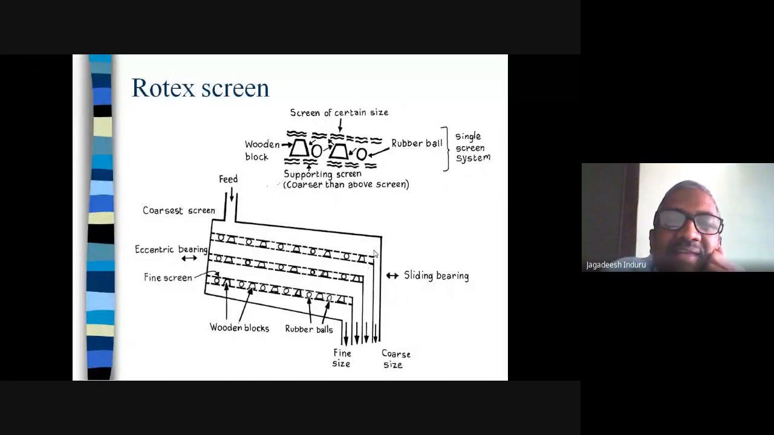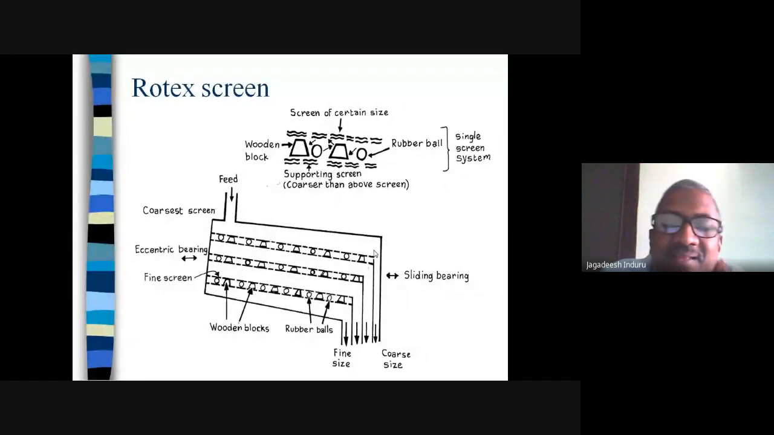Again, it will hit the screen. Again, the ball will hit another block, and it is going to hit the bottom screen. Again, it will hit the wooden block. Like that, the balls keep on hitting the screens and removing the blocks. This is another feature which has been placed in this. By keeping the wooden blocks and the rubber balls, we get prevention of blockages.